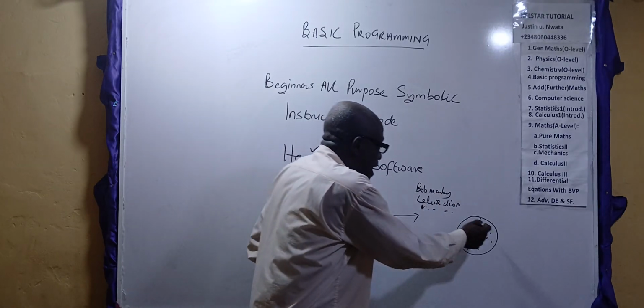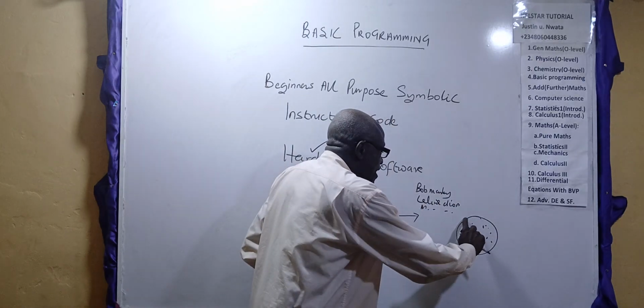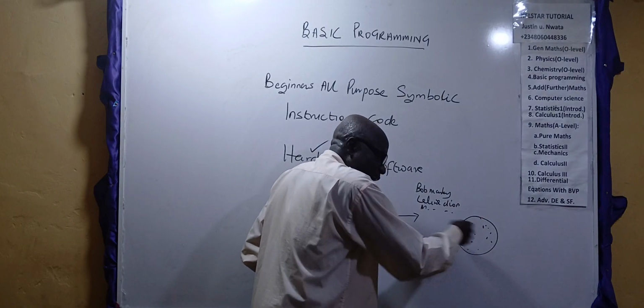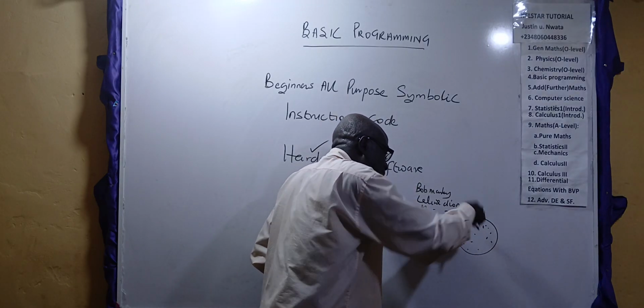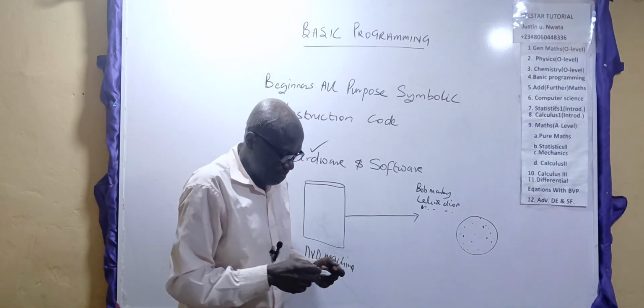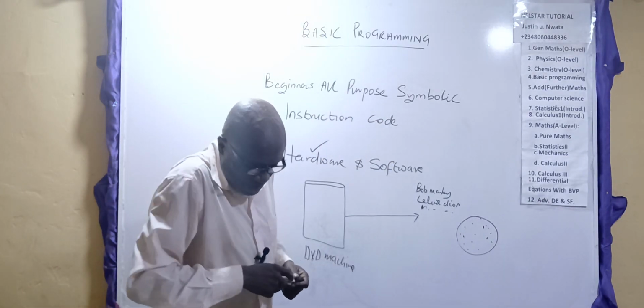Those things are called software. The DVD, the circular disc itself, the plastic, is even hardware. But that music we cannot see, stored inside this disc, is what? Software. That is the way to understand it for now.